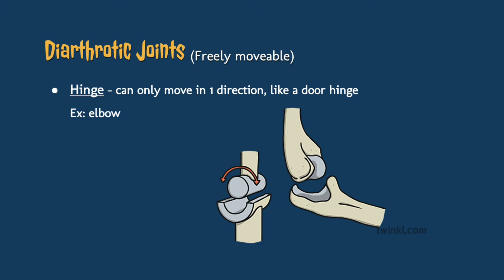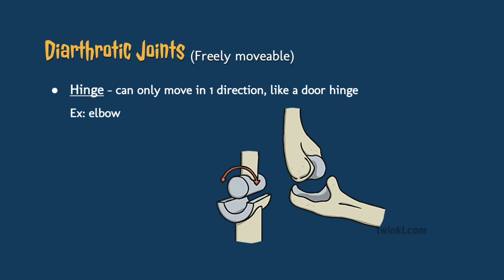Then the next kind of diarthrotic joint is the hinge joint. So when I think of a hinge joint, I'm going to think of a door hinge. So if you were to open the door of the classroom, you can only open it in one direction. You can't pull it back all the way through the other direction to open it again. Okay, it only opens in one direction. It only closes in one direction. So that is kind of like our hinge joints. So they can only move in one direction.